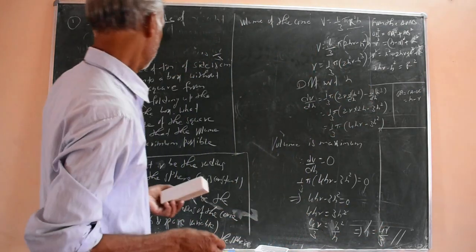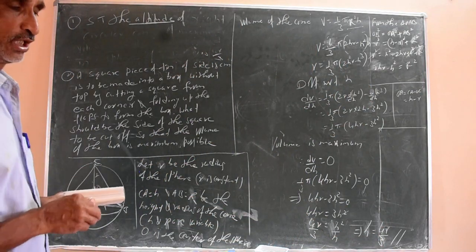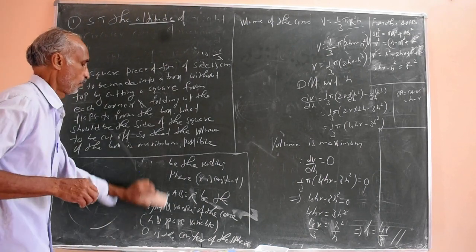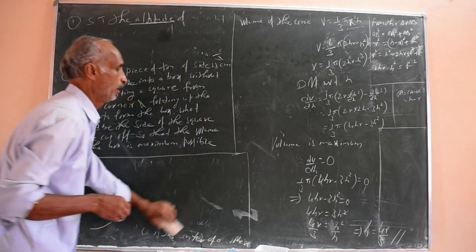What we have to prove? That one we got. And for maximum, the second order derivative should be negative. So that is one point we have to prove.